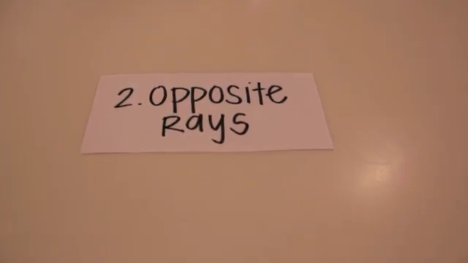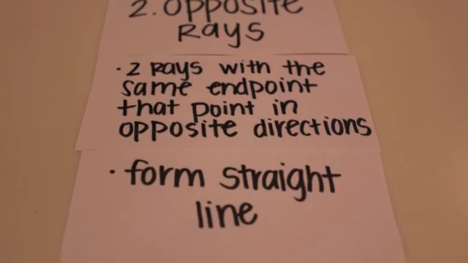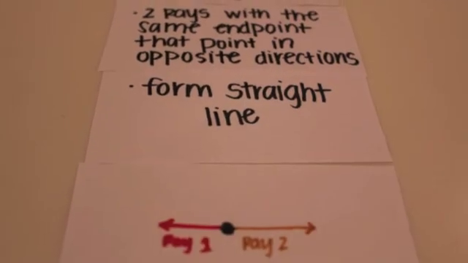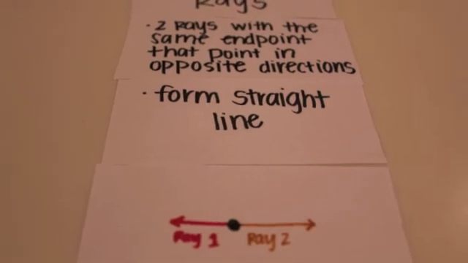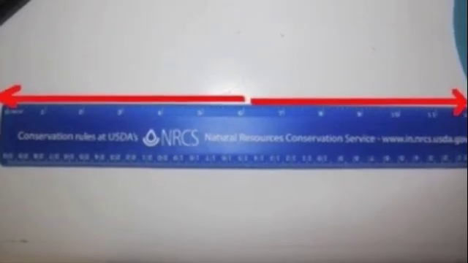Opposite rays. These are two rays with the same endpoint that point in opposite directions. They form a straight line. Just like a ruler goes off into two different directions.